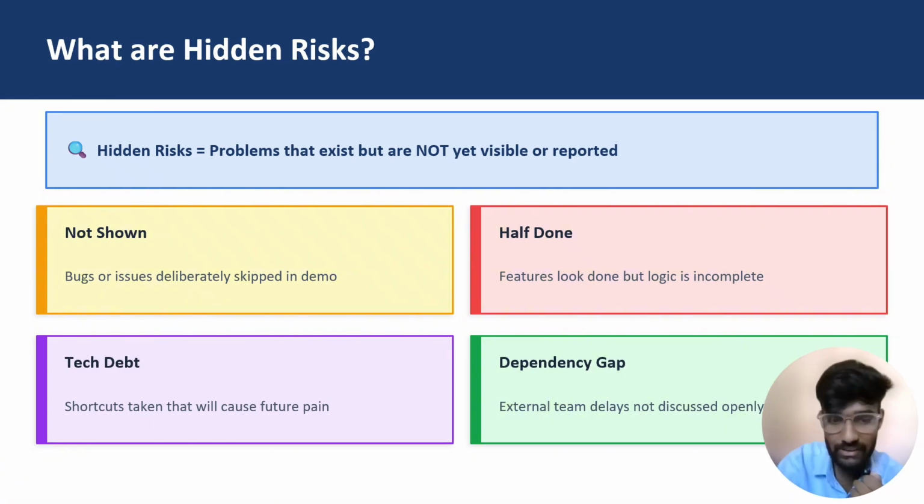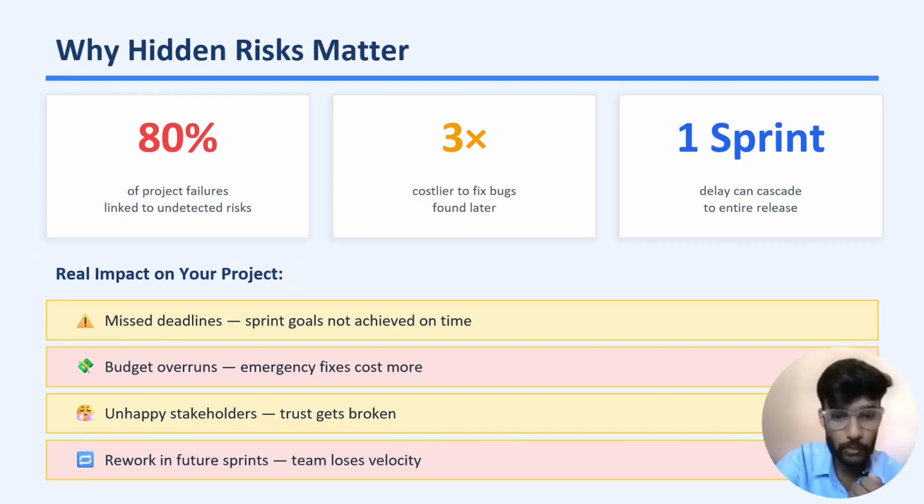So, why do they matter? 80% of project failures come from risks caught too late. Fixing bugs after deployment costs 3 times more. One sprint delay can crash the whole release. Missed deadlines, budget overruns, unhappy clients. Hidden risks don't shout. They whisper, and when you finally hear them, the damage is already done.